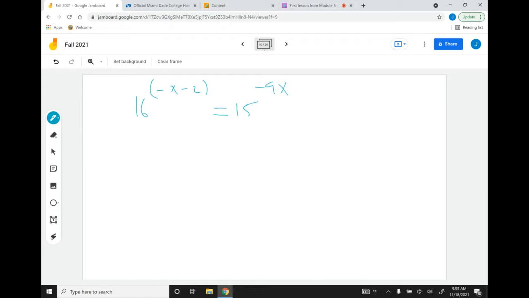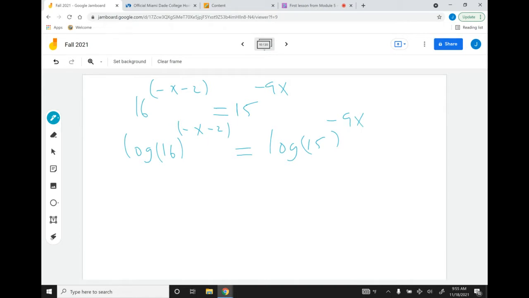So this most likely I'm going to use 2 frames. But don't panic, guys. What do we do first? We apply logs to both sides. Here it is. Log of 16, and this is negative x minus 2. These things are messy, I'm not going to lie. Make sure that you keep track of things.